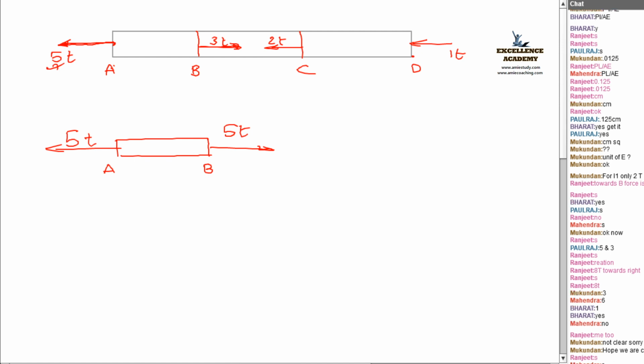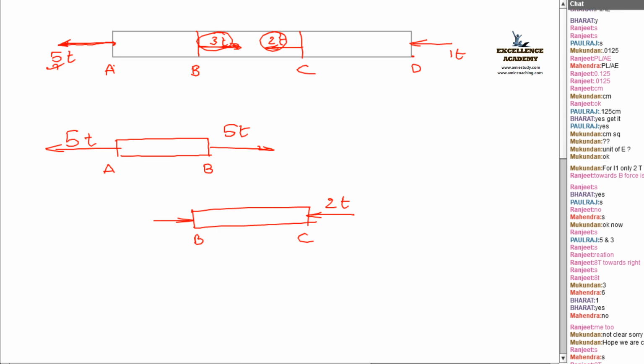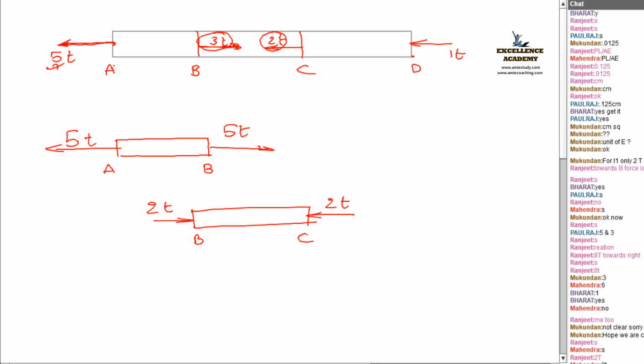Next, I am drawing another body, BC. From the figure, I got the information that here it is 2t and here it is 3t. So I put the C as 2t. Then what will be the force here to balance this one? Yes, 2t. I write the 2t there. Then are the B forces completely okay?